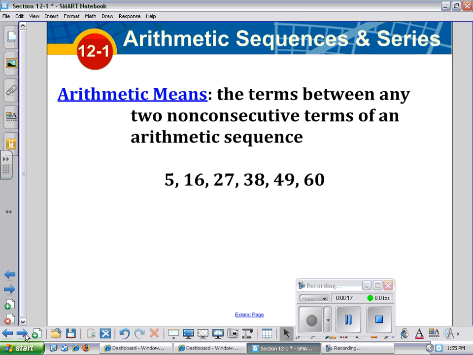The arithmetic means basically are the terms between any two non-consecutive terms of an arithmetic sequence. Lots of big words in there, but basically what's happening is if you take the 5 and the 60, 5 is obviously the first term and 60 is the last term, and everything in between there is an arithmetic mean. So the 16, 27, 38, and 49 are arithmetic means between 5 and 60. So any two numbers that you take, like I could take 5 and 38, 16 and 27 are the arithmetic means between 5 and 38. So that's what it's actually saying.